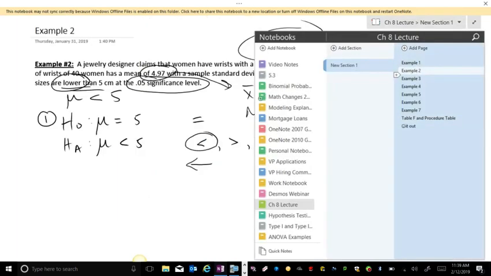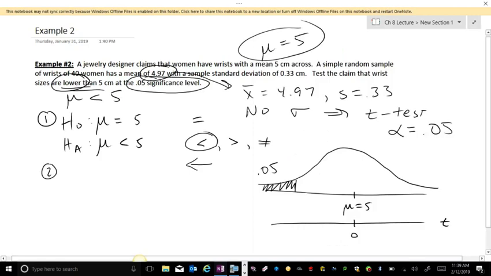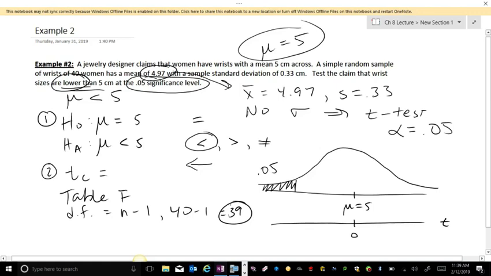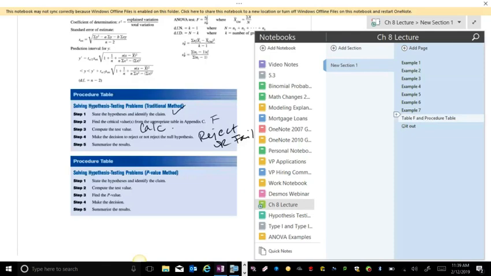So back to example number 2. Step number 2 is to find that critical value. I'm looking for t sub c, and I'm going to use table F to do that. In table F, I know that I'm going to need degrees of freedom. So let me go ahead and put that here. So degrees of freedom is n minus 1. 40 minus 1, so my degrees of freedom is 39. I also need the significance level, which is 0.05, and I have a single tail, so I'm going to be looking at the column for a one-tail test. Let's go to that table now. So table F.